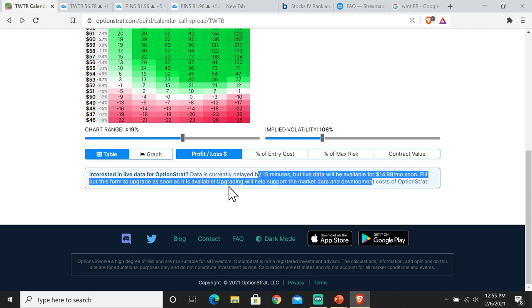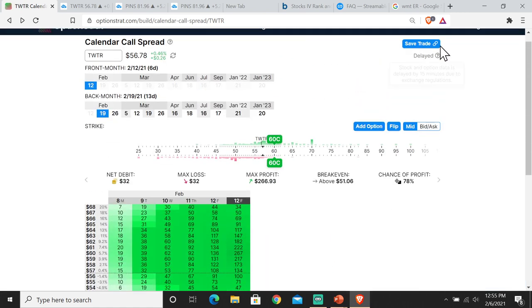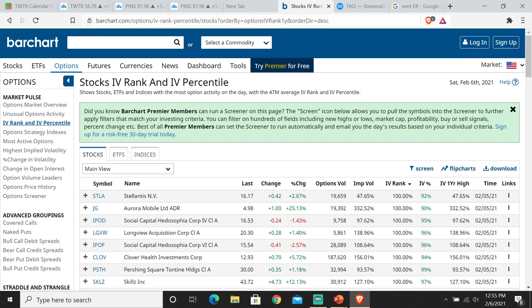They will have a sub soon. That's just because their data right now is currently delayed by 15 minutes. Again, not applicable if you're doing research after hours, right? So the other website I want you guys to remember is barchart.com here.